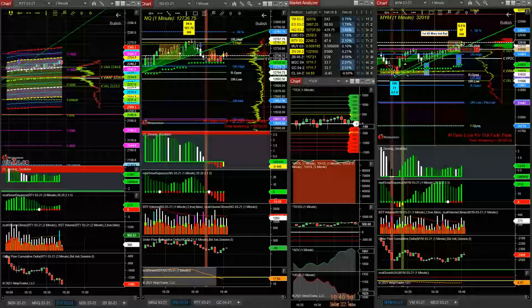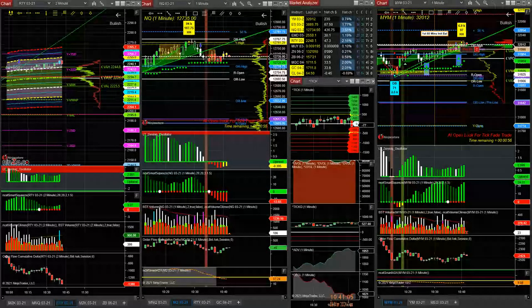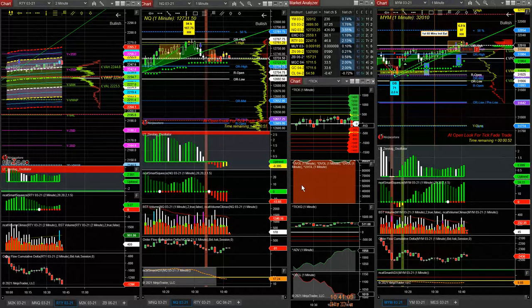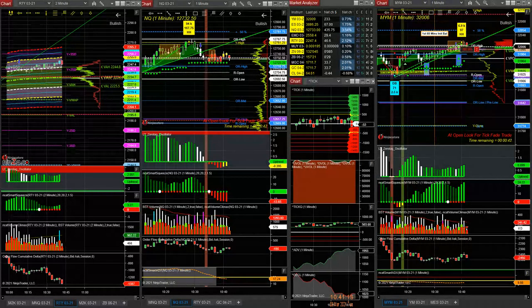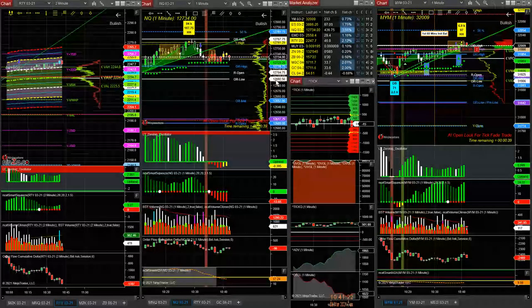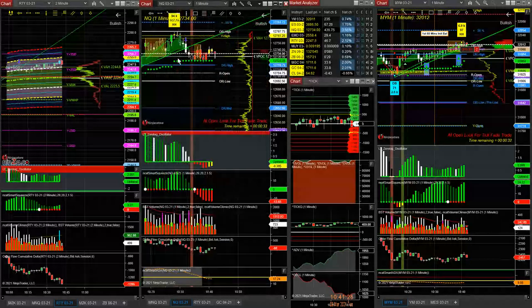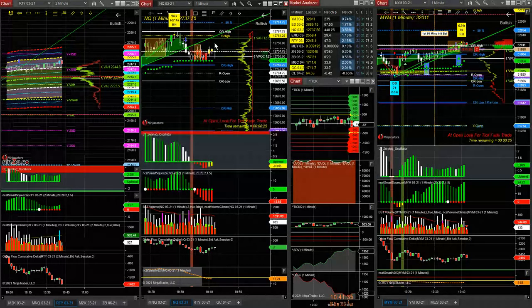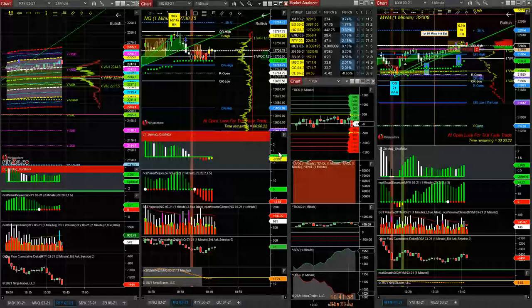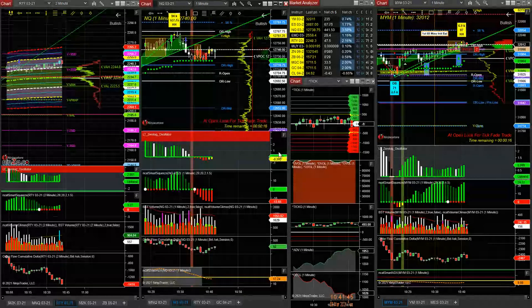All right. NQ may break down here. NQ, RTY, like after the one I had. So this NQ is consolidating here. Right? I want to short him, but I need him to go back up here. Don't want to short it where he's at right now. So we wait.